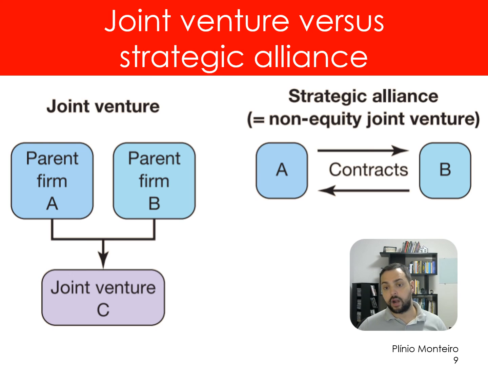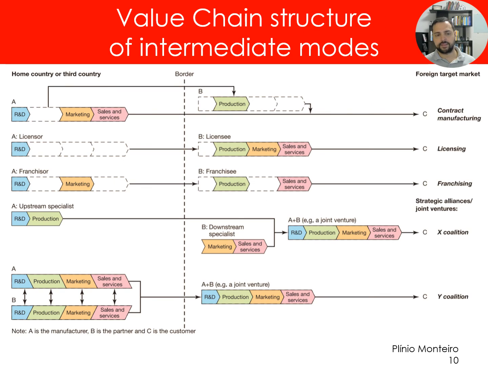You can have a partnership, keeping your own identity, your own brand, your own structure, but the contracts will establish the way that you're going to run your operations together with your partner. Let's then take a look at the value chain structure of intermediate entry modes. Let's look at contract manufacturing.